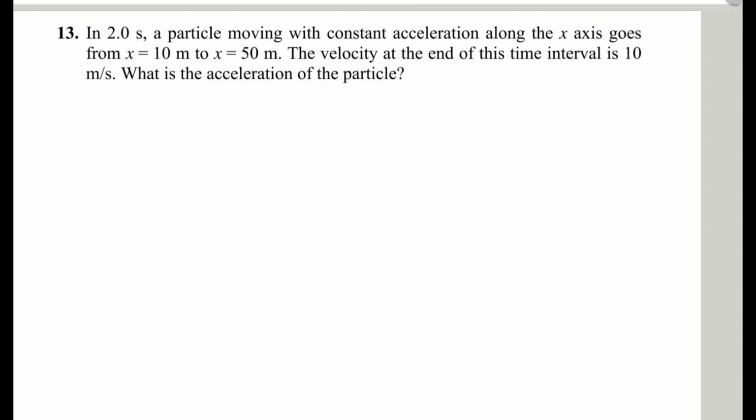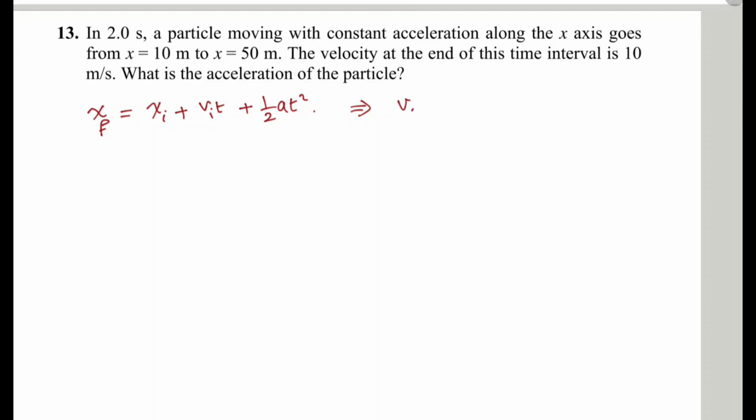Now we have a particle moving from x equal to 10 to x equal to 50, in a time interval of 2 seconds, and the velocity at the end of this time interval is 10 meters per second. We look for the acceleration of that particle. Again, use equations of motion. X final equal to X initial plus V initial t plus half a t square. Now we need to find the acceleration.